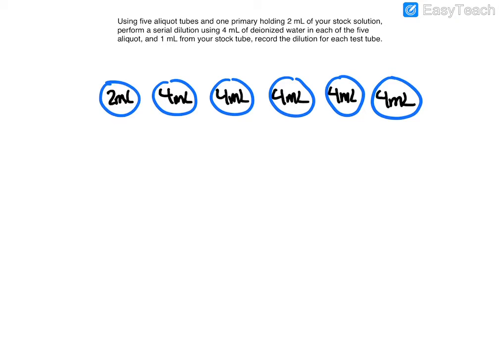Now, if you don't know what a serial dilution is, basically we're taking the solution in our primary holding tube and we're going to dilute it throughout the different tubes. So the question is asking us to take 1 milliliter from the stock tube and dilute through in a serial fashion. So from our 2 milliliter tube, we're going to be taking 1 milliliter over here. And then from this tube, we're going to take a milliliter over here, and so on.